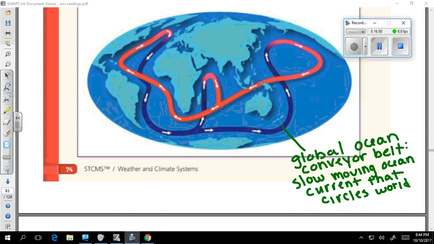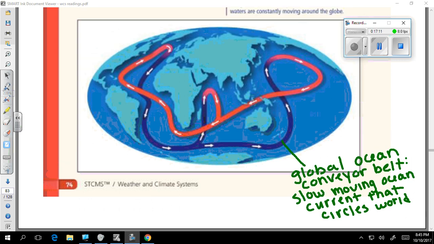So if you notice in the picture, you'll see the ocean current. Red is warm, blue is cold, and it circles the earth. And they said in the reading that it takes 1,000 years for the water to circle the earth just one time.